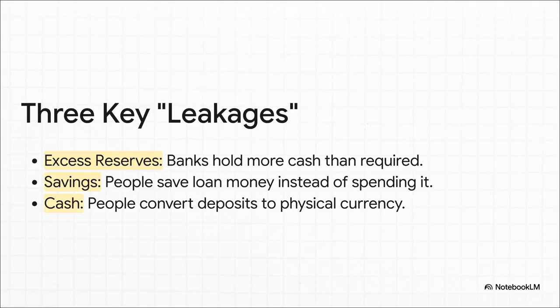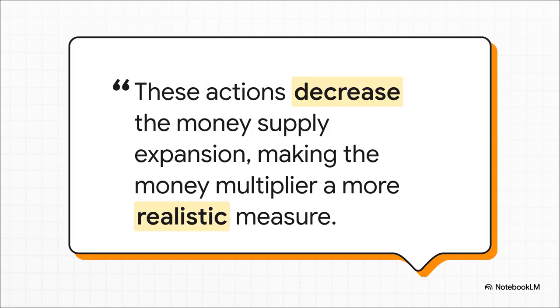First, banks don't always lend out every penny they can. Sometimes they get nervous and hold on to excess reserves just to be safe. Second, people might get a loan and then stick it in a savings account instead of a checking account. And third, and this one's huge, people take money out as physical cash, which yanks it out of the digital banking system altogether. And every single one of those actions, a bank playing it safe, you deciding to save a bit more, or even just pulling a 20 out of an ATM, every one of them shrinks the potential expansion of the money supply. And that's exactly why the money multiplier gives us a much more realistic picture of what's actually going on in the economy.